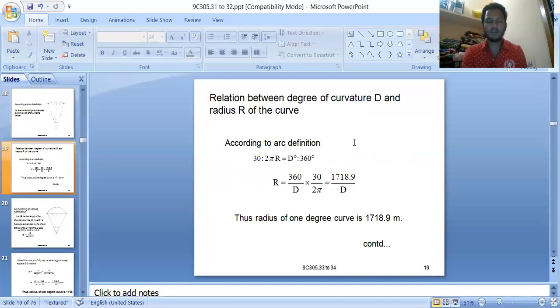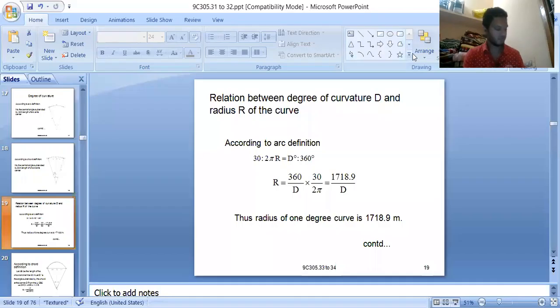So we can derive the relation between degree of curve and radius of curve. According to the arc definition, it is the arc subtended by a 30-meter length. So 30 is to 2 pi R as D degrees is to 360 degrees. If we simplify this, we get R is equal to 360 by D into 30 by 2 pi. Therefore, it is 1718.9 by D. So the relation between R and D is R is equal to 1718.9 by D, where R is the radius of the curve and D is the degree of curve.